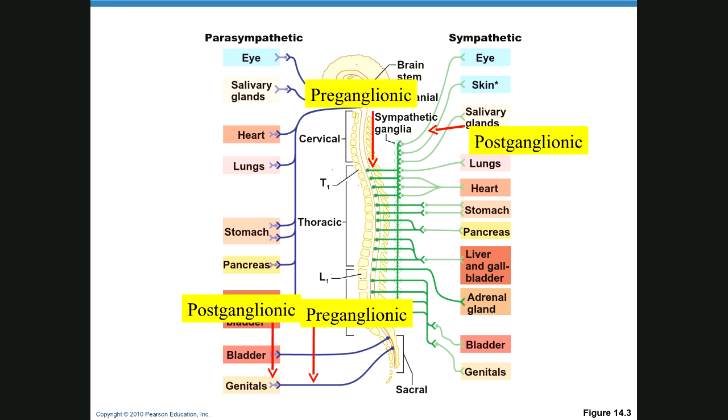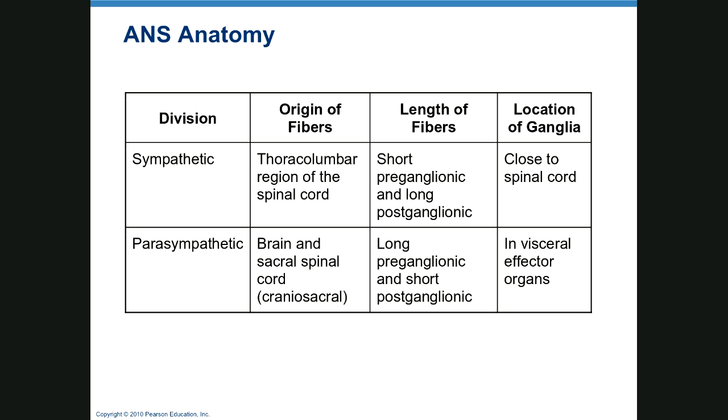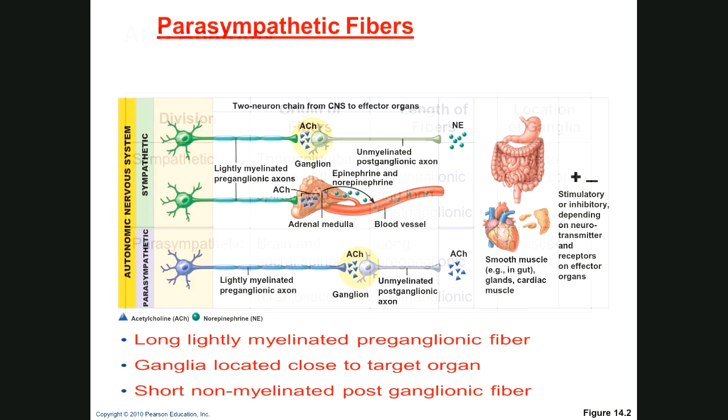Okay, so in the parasympathetic division, the ganglia is located close to the organ, and for that reason, the preganglionic fiber is long, postganglionic fiber is short. In the case of sympathetic, the ganglia is located closer to the spinal cord, so preganglionic fiber is short, postganglionic fiber is long. Okay, and actually you can see that from this picture.